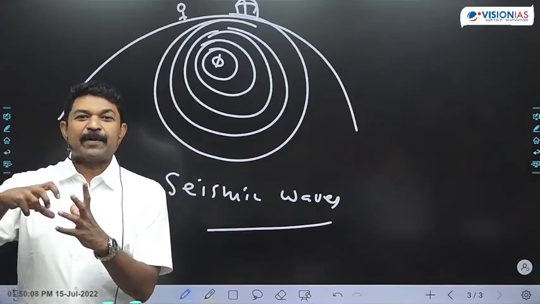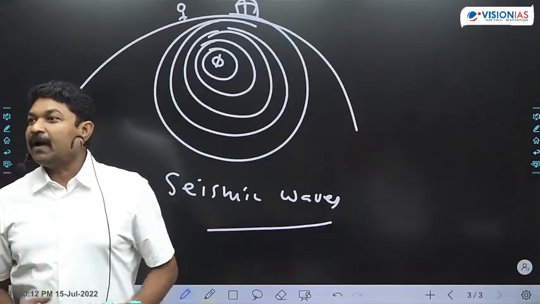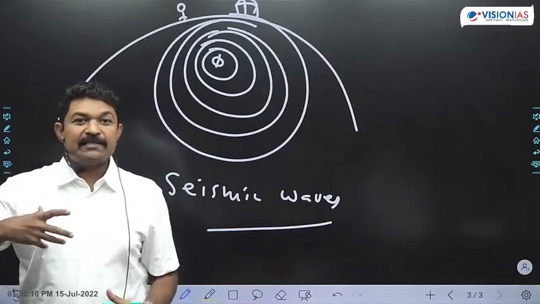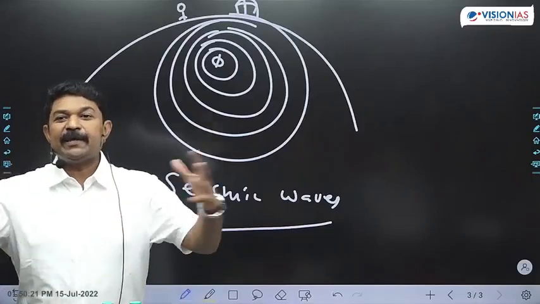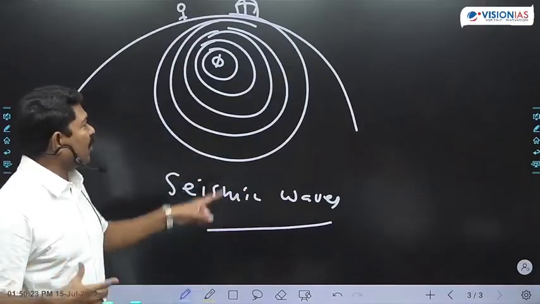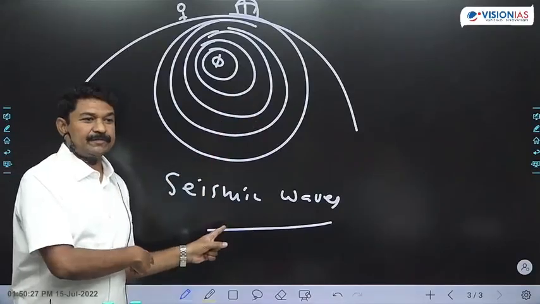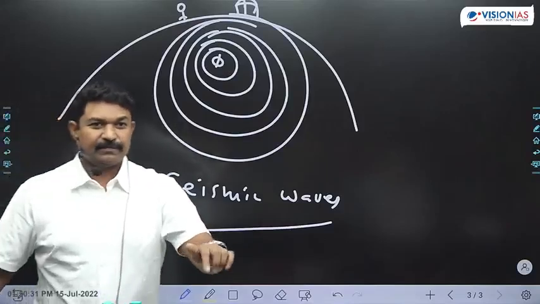Whenever stress is applied by the neighboring rocks, what happens to the rock? The rock becomes strained, and because of the strain it breaks. When it has broken, it releases energy called strain energy. When the strain energy dissipates out, it dissipates in the form of a series of waves called seismic waves. Concept clear? That is what an earthquake is.